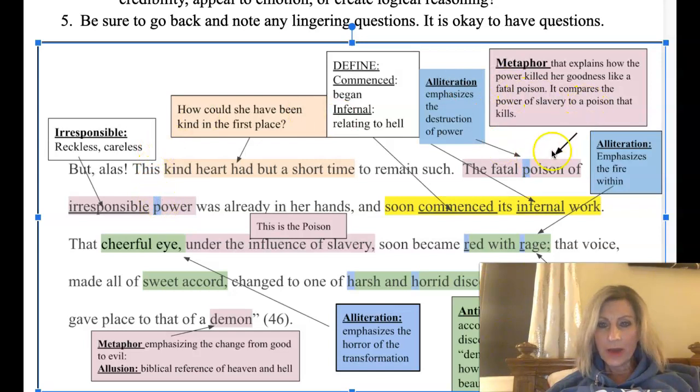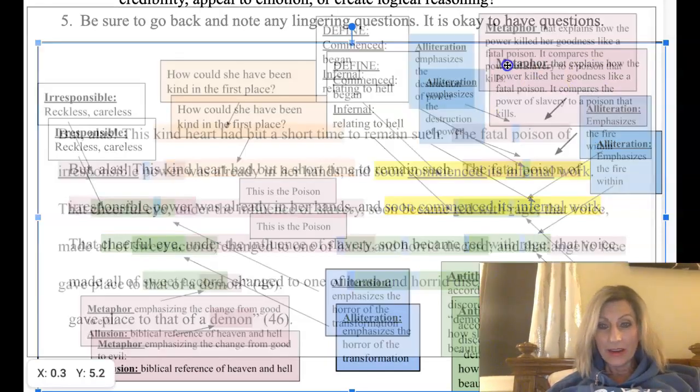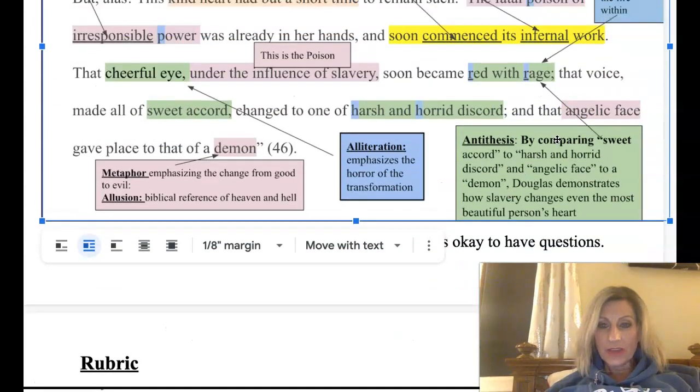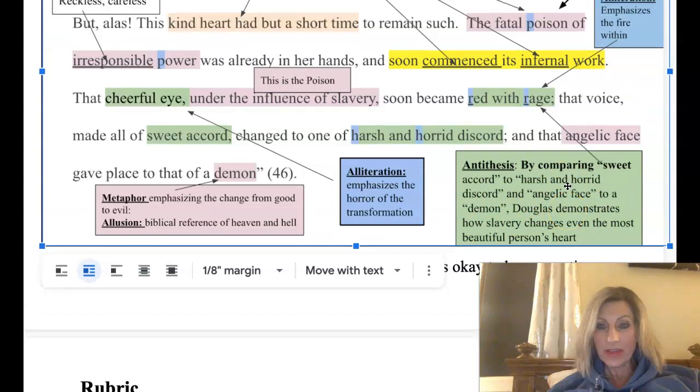So it's comparing the power of slavery to a poison that kills, because before she was kind and now she's not. By explaining that here, I've really outlined what the metaphor is saying and what its purpose is. It's telling me how slavery can poison somebody who even has the kindest heart. Here are other examples, like antithesis, explaining how slavery changes even the most beautiful person's heart by comparing these two. You can quote the quote to make sure you're doing that.